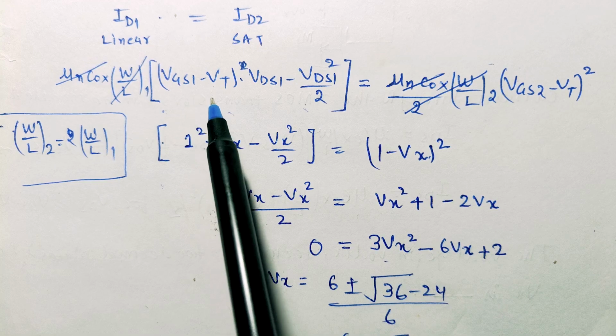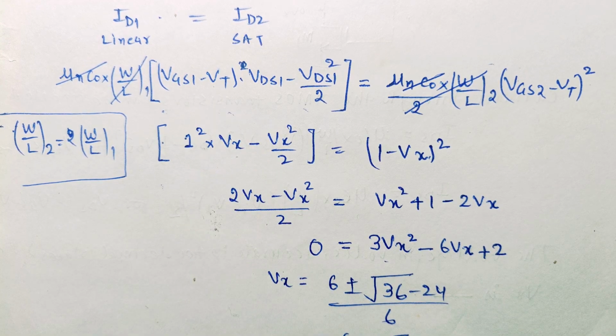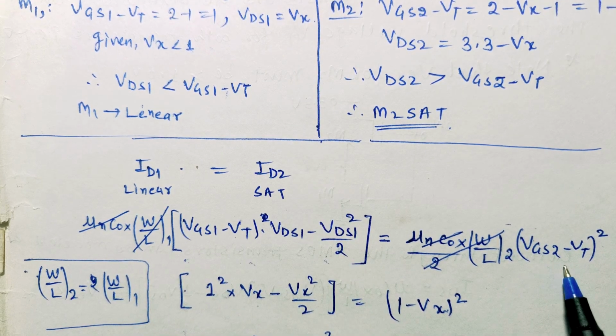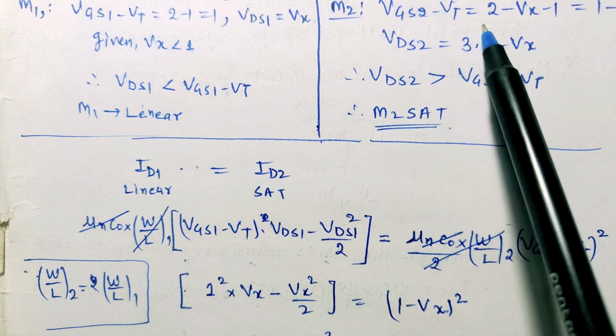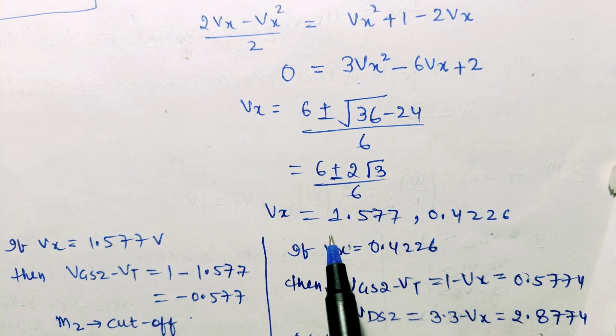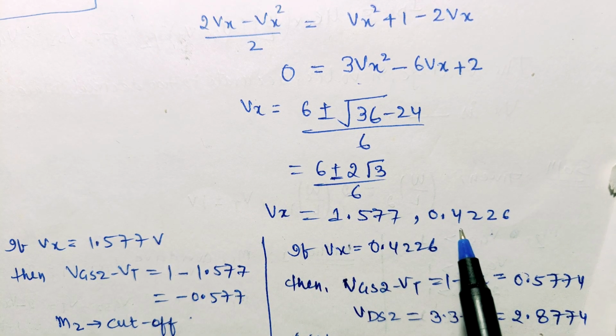VGS1 minus VT is equal to 1 volt, and VDS1 is equal to Vx, so we put these values here. VGS2 minus VT is 1 minus Vx, so we put it here. We also apply the information given in the question that W by L of M2 is equal to 2 times W by L of M1. Then we get a quadratic equation in Vx, and we find two values of Vx: 1.577 and 0.4226.